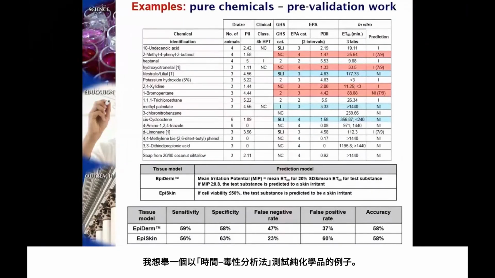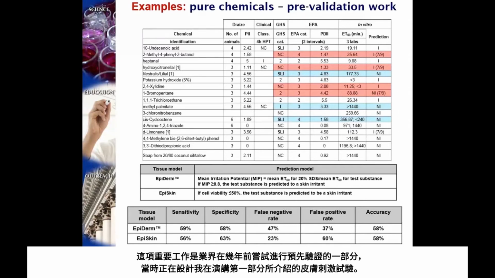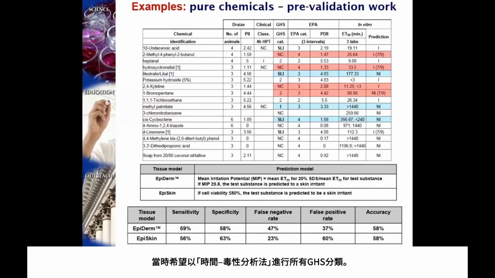I would like to give an example of pure chemicals that were tested using the time to toxicity assay. This is a critical work that has been performed a couple of years back as part of a pre-validation work when industry was trying to design the skin irritation test, which I presented in the first part of my lecture. So the time to toxicity assay was considered at the time with the goal to address all GHS categories.